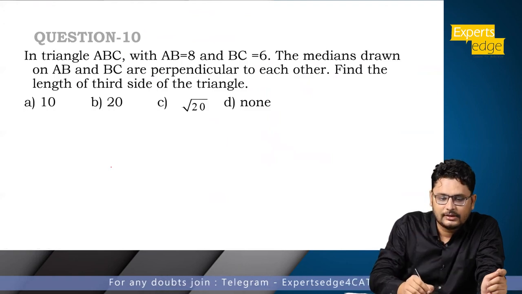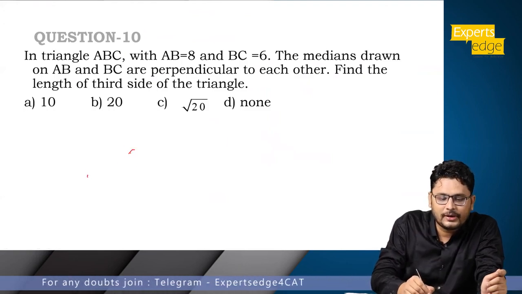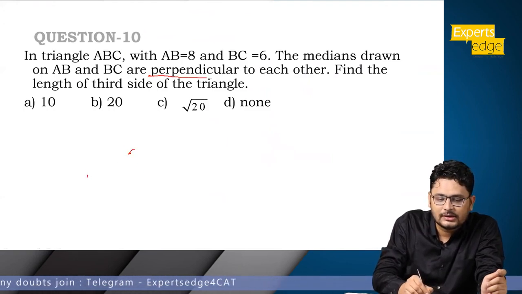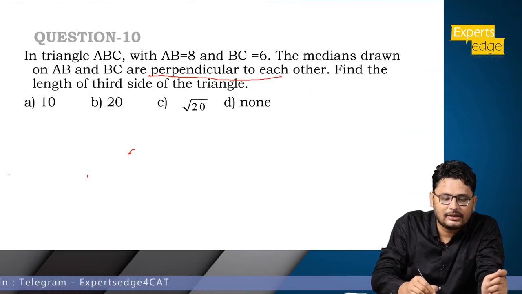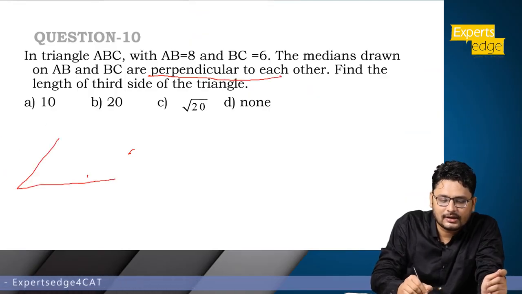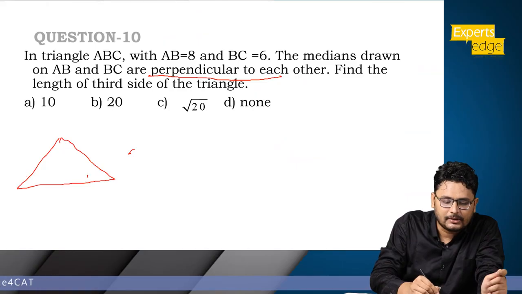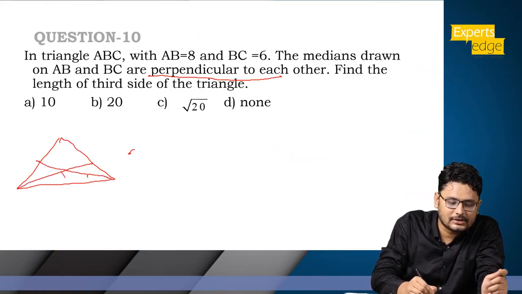In this triangle ABC, the medians are perpendicular to each other, right? We saw this earlier too. It is not a right angle triangle, it's a normal triangle, but the medians intersect at 90 degrees. So if these are the two medians, this angle should be 90 degrees.